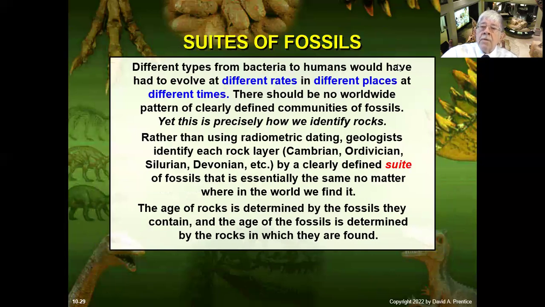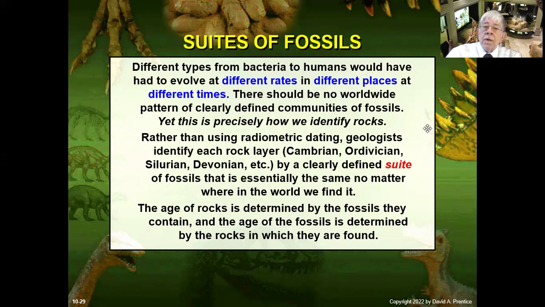But how do we identify rocks? Well, there are different types of organisms, from bacteria to humans, that would have had to evolve at different rates in different places at different times. There should be no worldwide pattern of clearly defined communities of fossils, but that's precisely how we identify rocks.